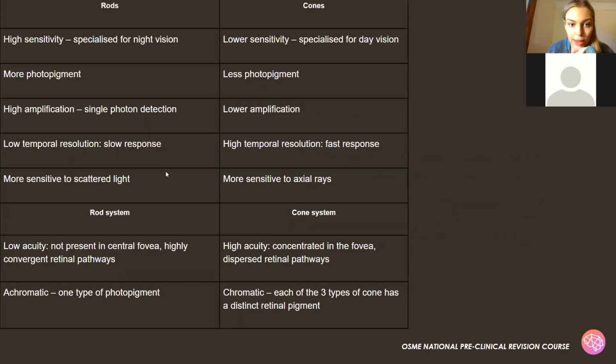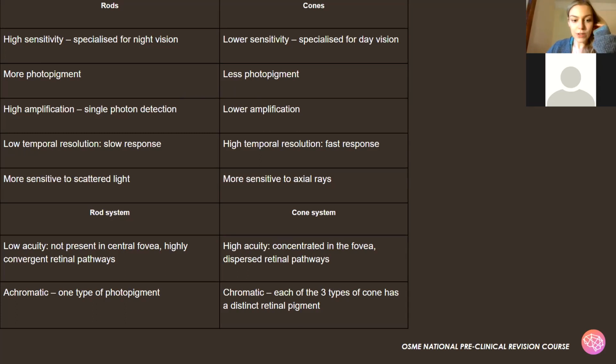I won't go through this whole thing, but I've got a big table here in case it's useful in revision. So you can see rods have more photopigment, cones have less photopigment. However, it is worth mentioning that cones have 3 types of pigment, 3 types of photopsin. They've got a short wavelength activated one, which responds to blue wavelengths, a middle wavelength which responds to green, and a longer one which responds to red wavelengths.